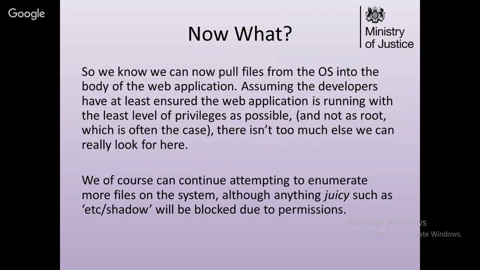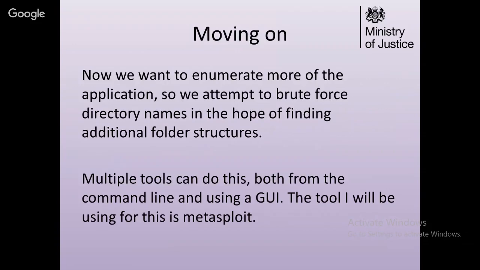We can attempt to keep enumerating more files in the system, but we're going to be blocked because of permissions, because we're only running, assumedly, as that low privilege, probably www-data user. So we want to move on a bit. So we found that vulnerability, but now we want to look at what else there is going on in this app.